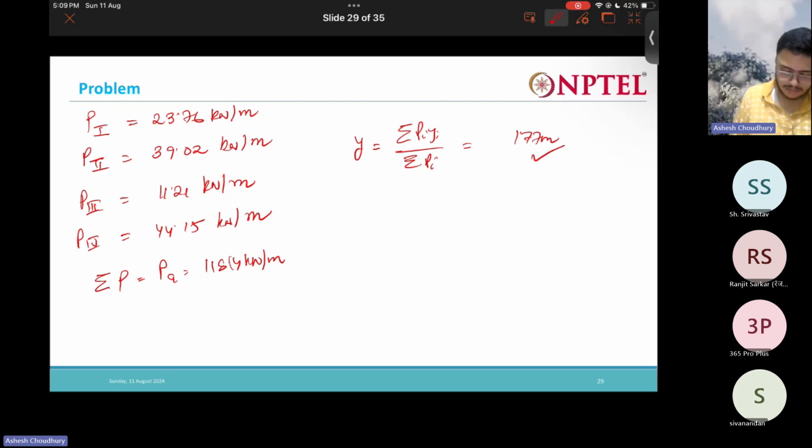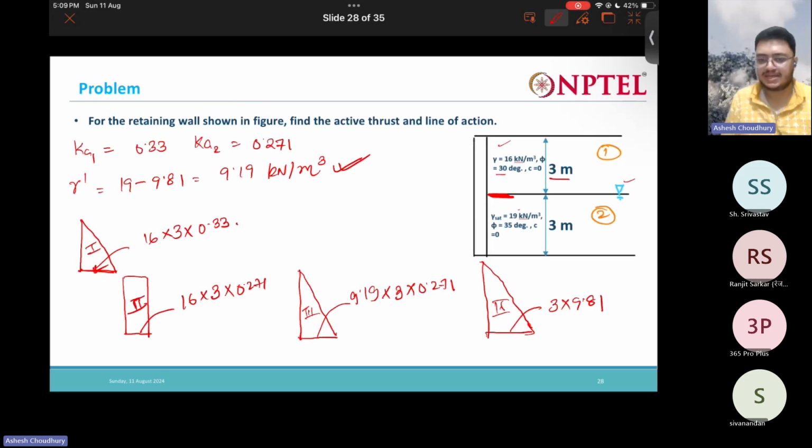Okay, I hope you understand this, right? These are very basic, how to calculate the earth pressure at all the points. We will need this later. That's why we are solving these problems.